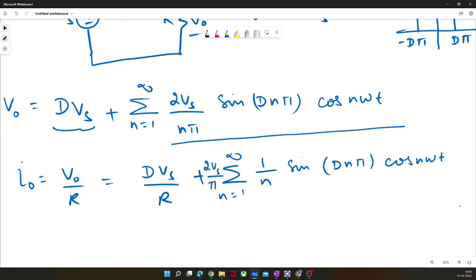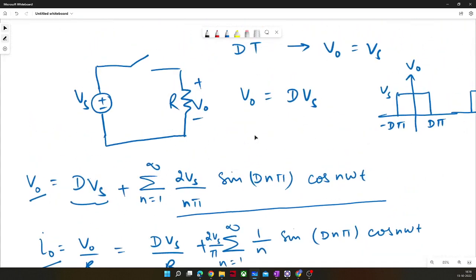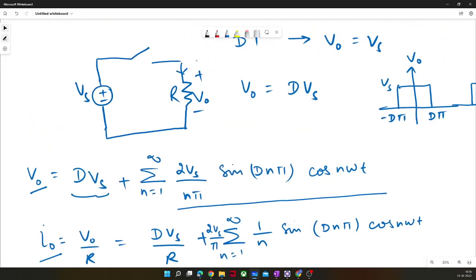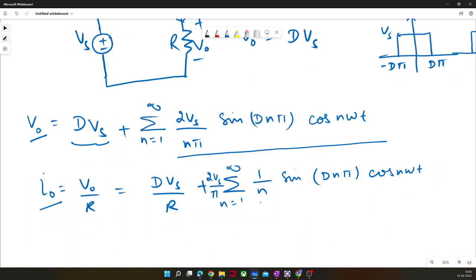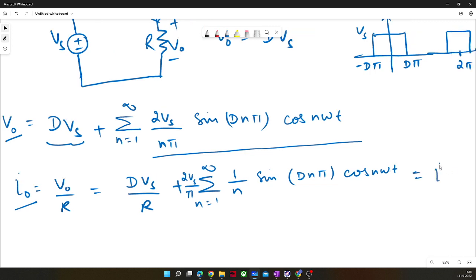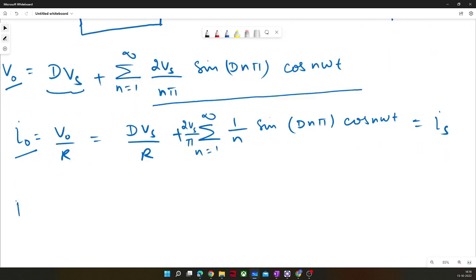Okay. So we have calculated V naught, we have calculated I naught, and I naught will be equal to Is in this circuit, right? When I naught will be flowing, that will be Is only, right? So I naught will be Is. Fine. So we know V naught and I naught, then we can calculate the power. What will be the power, right? So power will be the multiplication of this V naught expression and I naught expression.